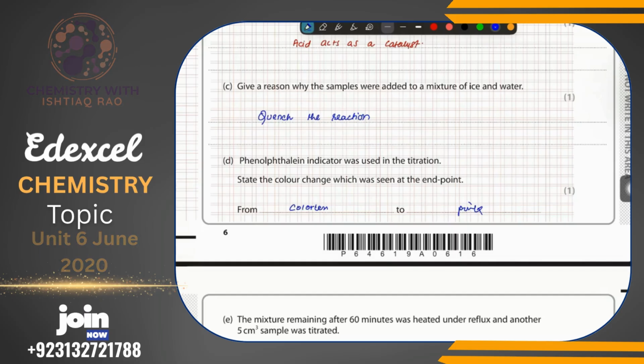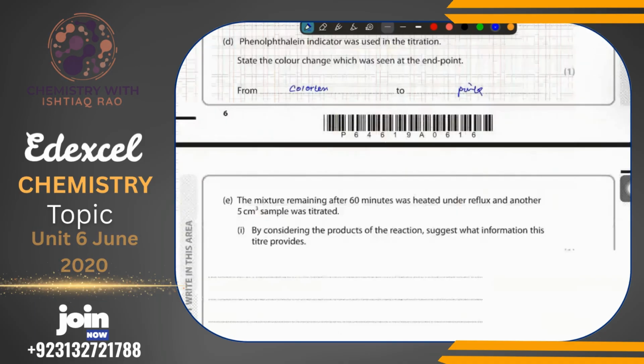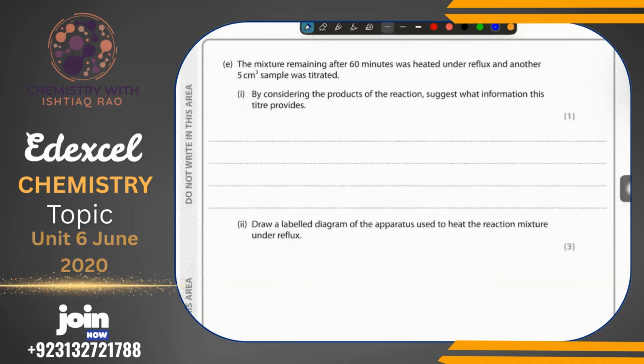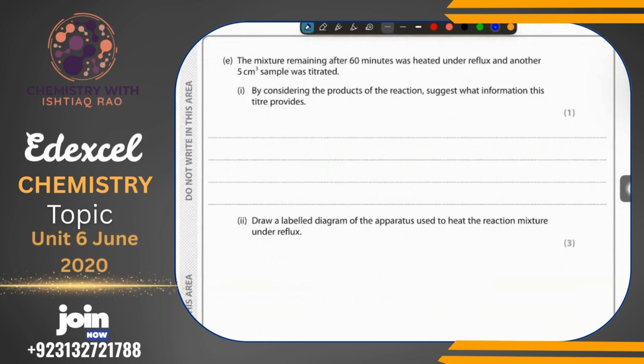By the way, phenolphthalein is banned because it is carcinogenic. Generally we use methyl orange. This is an old paper, right? That's why.